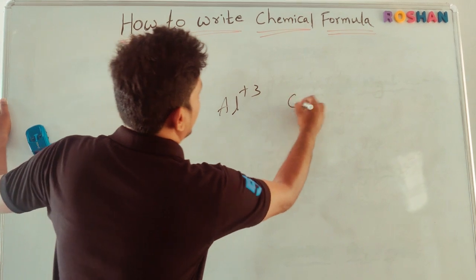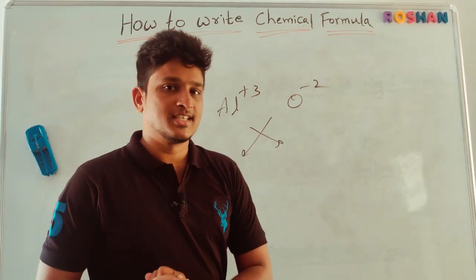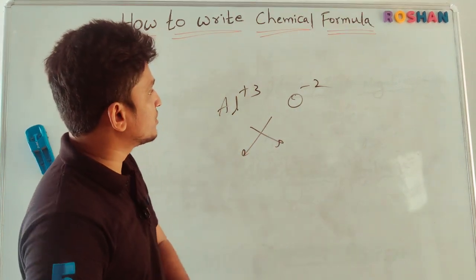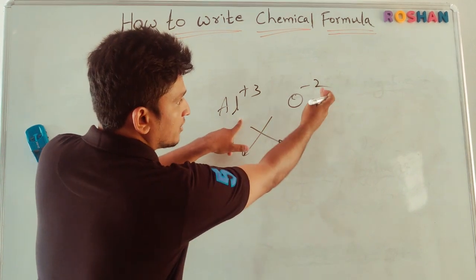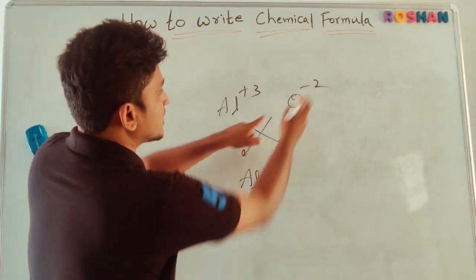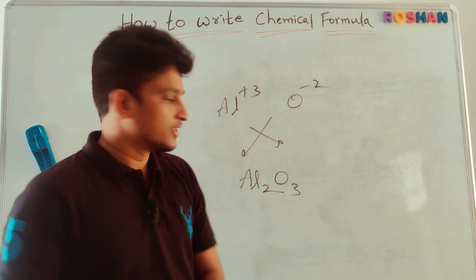Next example. Aluminium ion and oxide ion. Now say the formula. Say the formula directly according to the crisscross technique. Simplest ratio. What is the simplest ratio? Let's write the first, aluminium. What is the charge number of the opposite ion? 2. Right here. Next write oxygen. What is the charge number of the opposite ion, aluminium? 3. Al2O3. 2:3.